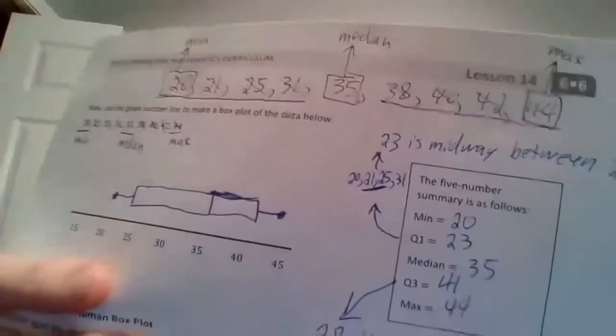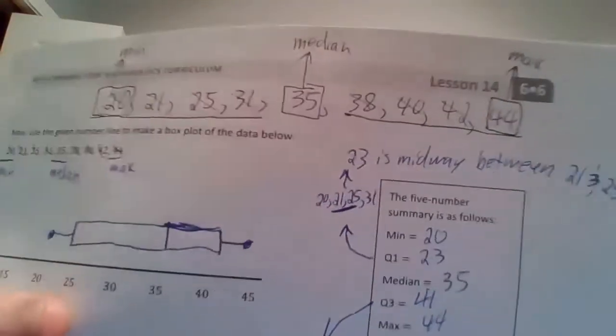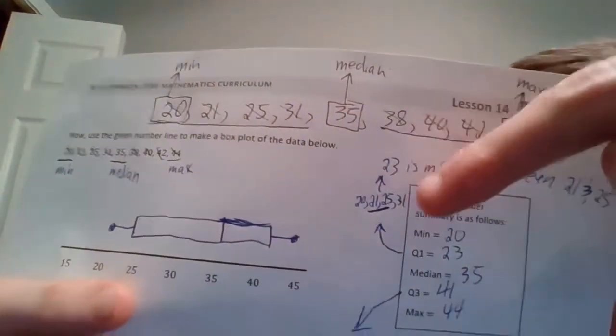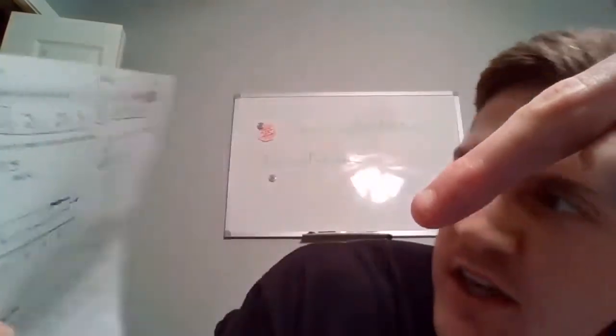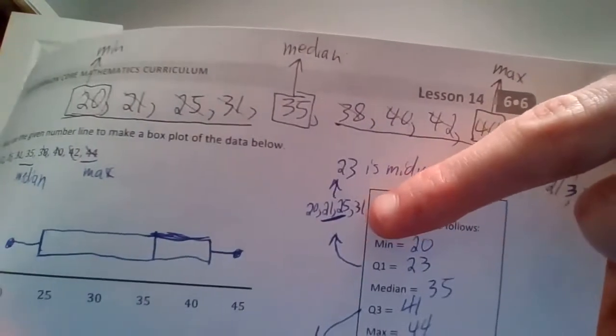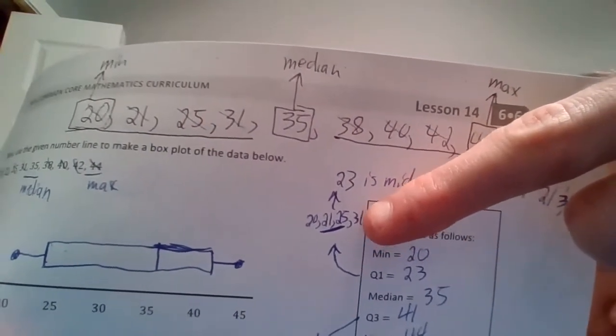I wrote it a little small there, sorry about that, but that is that list again. 20, 21, 25, it looks like. Let me check one more time. Yeah, 20, 21, 25, and 31.